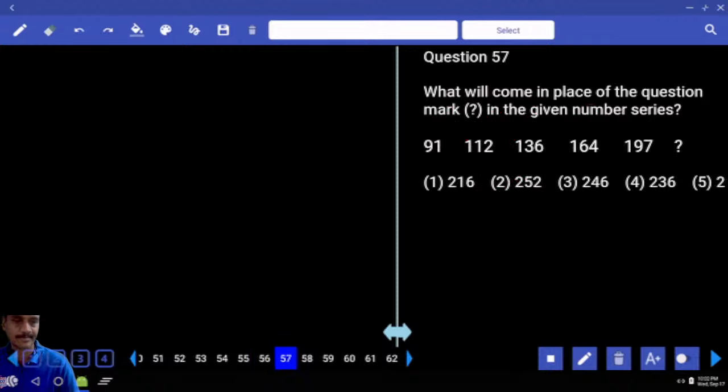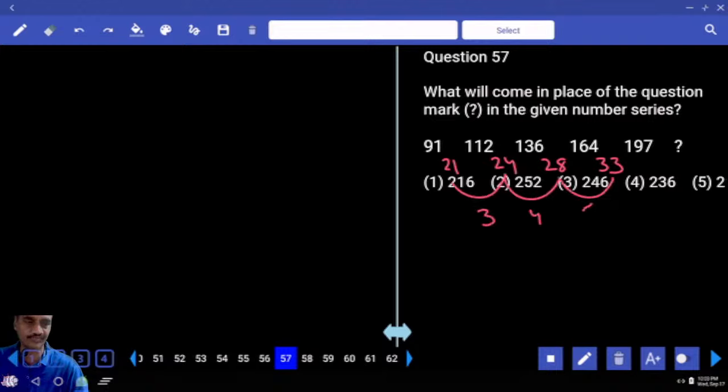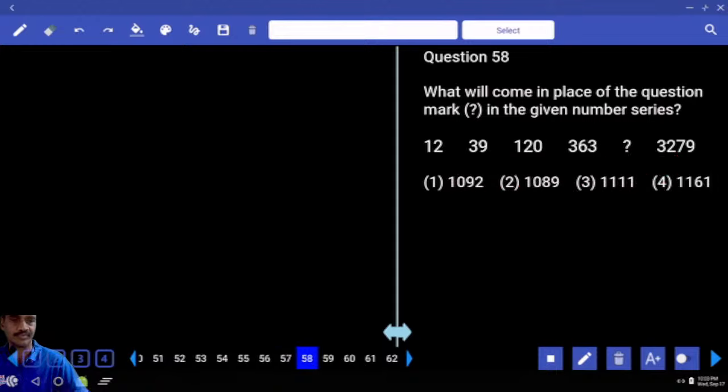Then 57. 91, 112. Here the numbers are increasing at a smaller rate, so take the difference. 91 and 112, what is the difference we have? 21. Next difference, 24. Next difference, 28. Next one, 33. 21 and 24, 3. 24 and 28, 4. 28 and 33, 5. Next one plus 6. 33 plus 6, 39. Then what is your answer? Choice 4, 236.